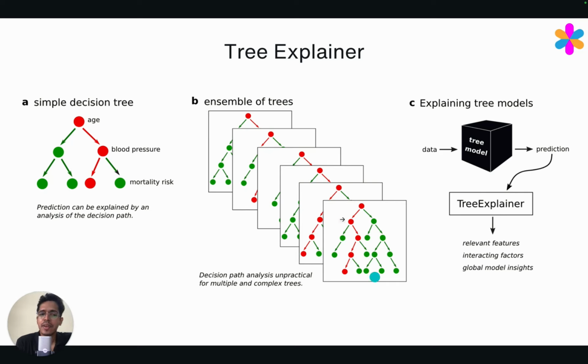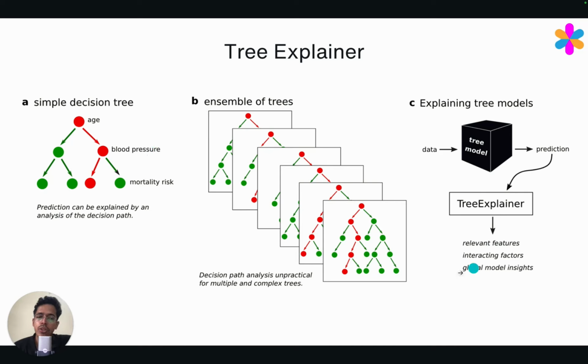So that's why we have this method called tree explainer. I will not go into details of tree explainer. This was a paper which was published recently, and I'll share the link to the paper in the description of the video. But basically, for the data using which a tree model makes a prediction, we can explain that prediction. We can explain which features were relevant, whether age or blood pressure or something else.